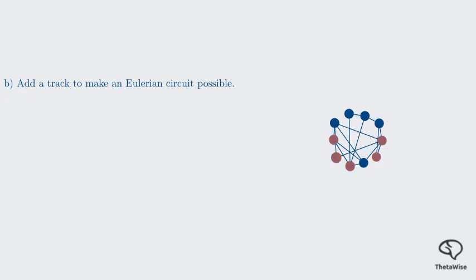However, the question seems to imply adding a single track. If we add 1 track, we can reduce the number of odd vertices by 2. This is still not enough. Let's reread the question carefully. Name a track that could be built to make such a tour possible. This could be interpreted as adding multiple tracks.